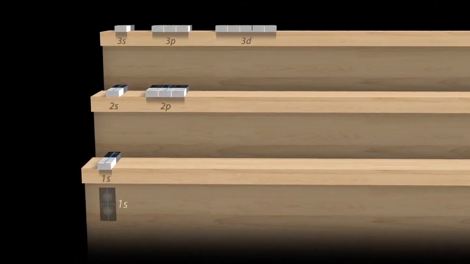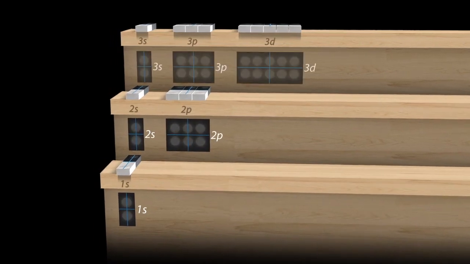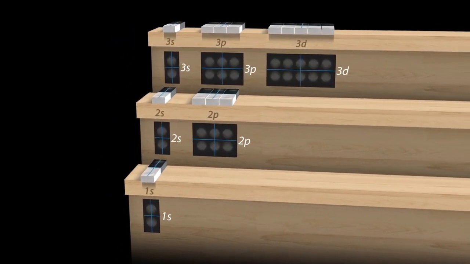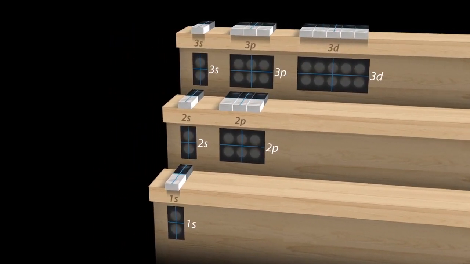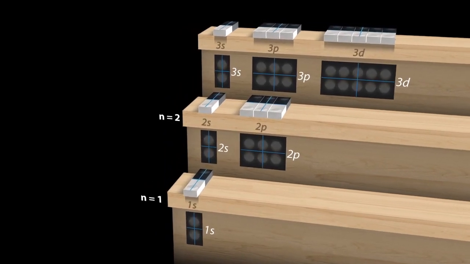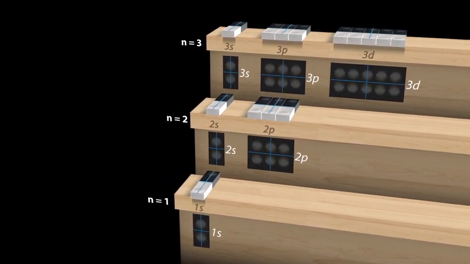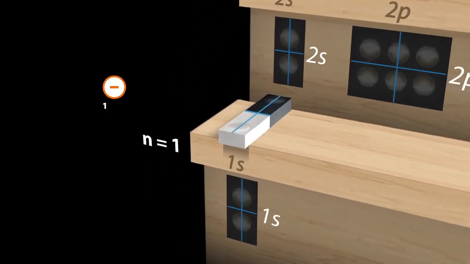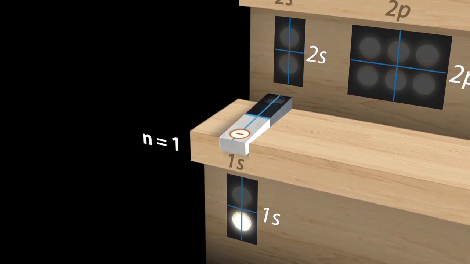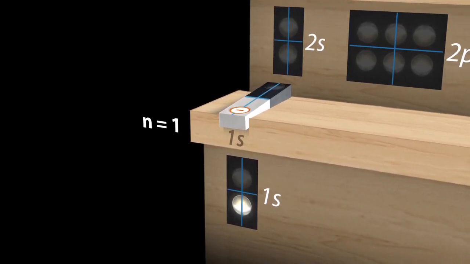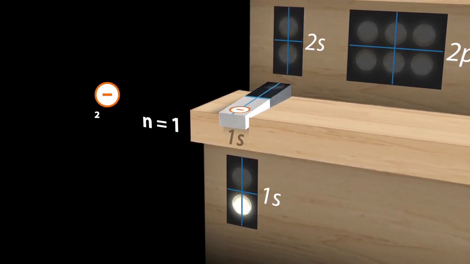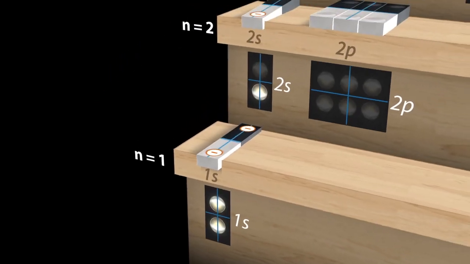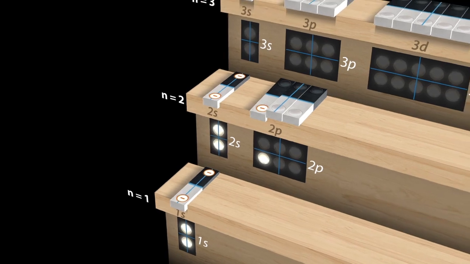Let us assign the possible vibrational states to the keys of an organ. The organ manuals correspond to the energy levels n equals 1, 2, 3, and so on. An electron can excite a specific vibrational state. The key is then pressed, so to speak, and the corresponding vibration is activated. 2 electrons press 2 keys, at least. The more electrons are present, the more keys are pressed.